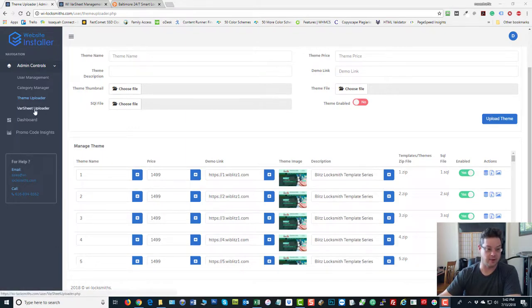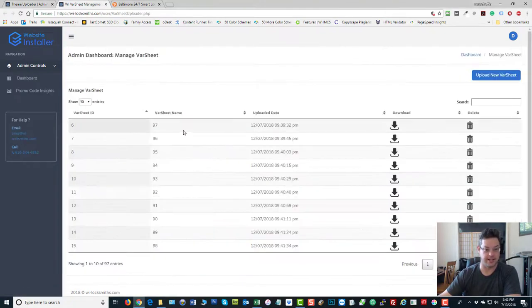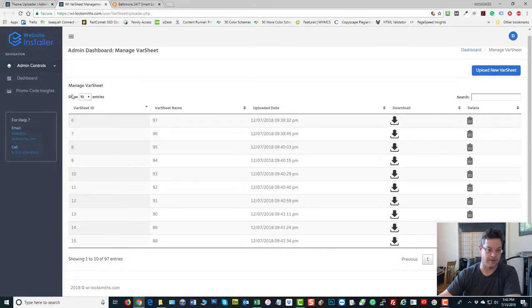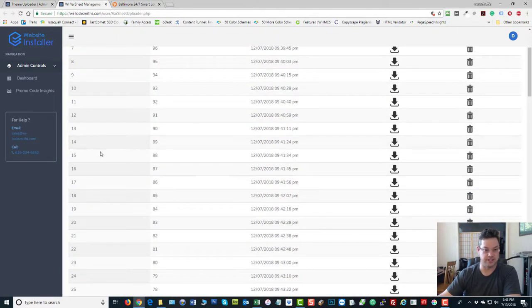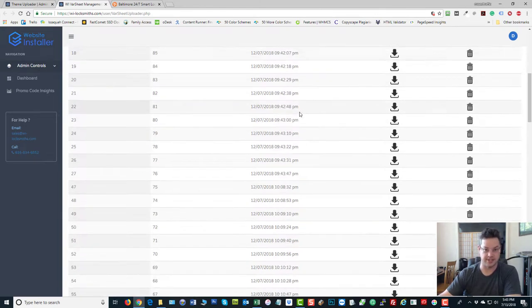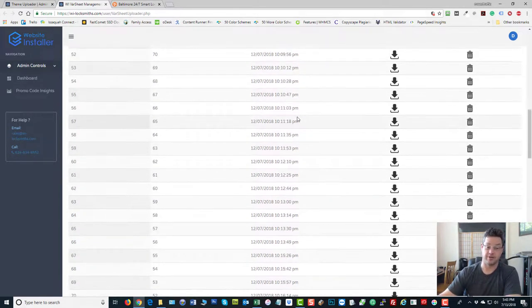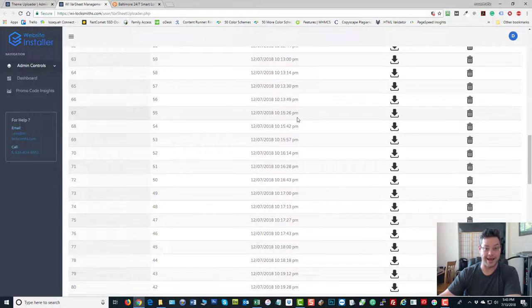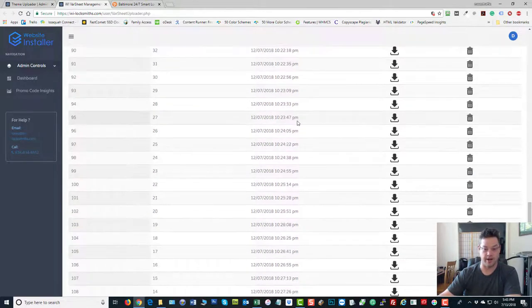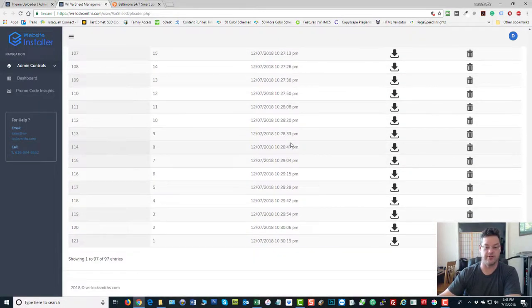Along with that, like I said, we have a var sheet uploader on the inside of the system. So we uploaded all of the var sheets, okay? And so we have the var sheets that go with each of the installations, okay? So that's totally awesome. They're all matched. They're all ready to go. Everything is so cool. I don't even know what to say.